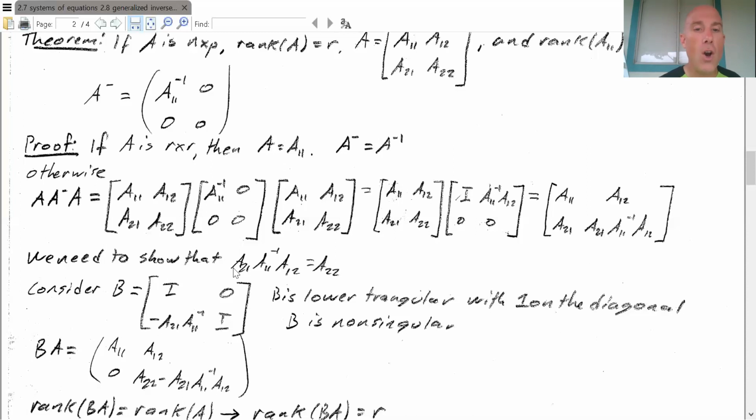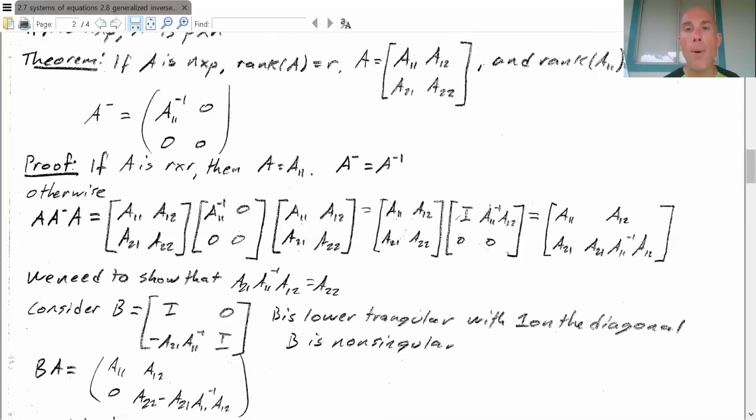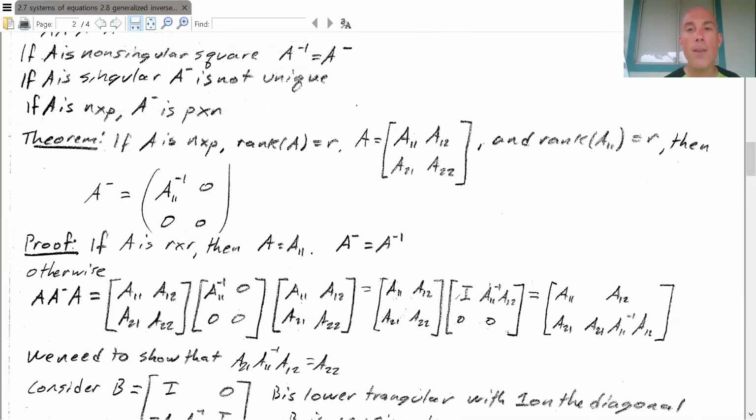So we need to show that this lower right-hand corner block is equal to A22. Once I've got that, I'm done, because if I look at this, we've shown through these two steps of matrix multiplication that A, generalized inverse A, and A is equal to this. By hypothesis, A is equal to this 2 by 2 block form.